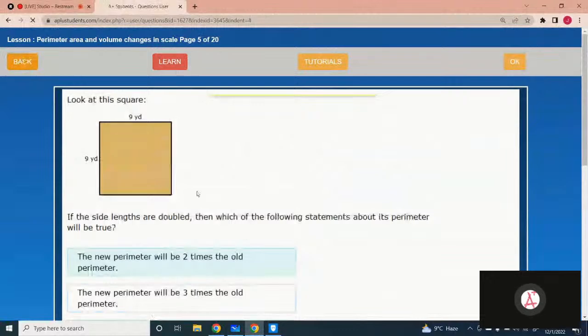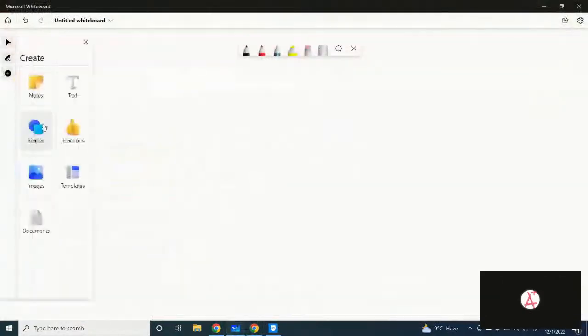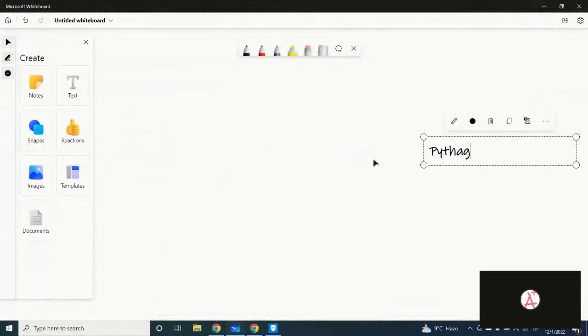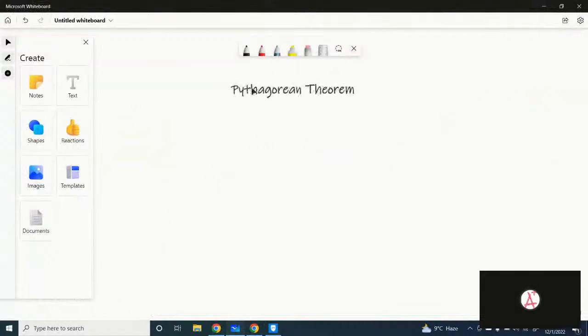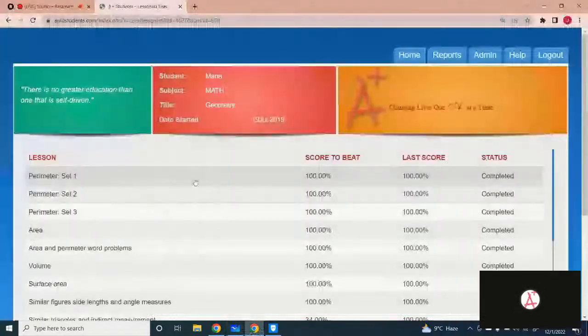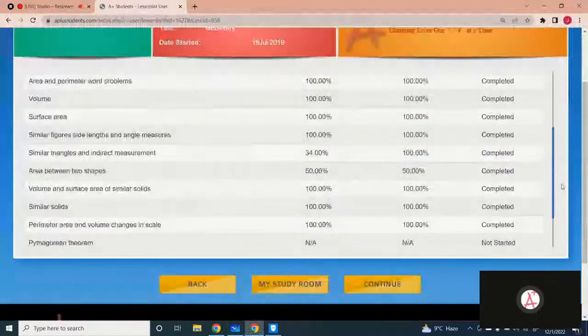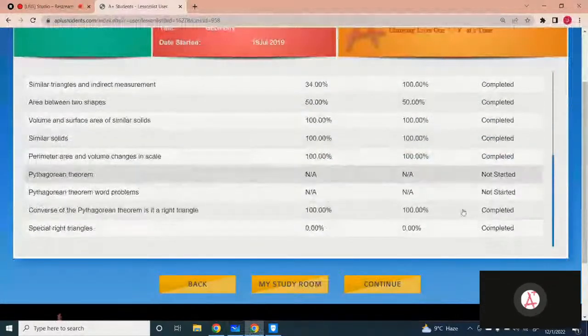Okay, the next lesson is Pythagorean theorem. Let me write down the lesson name. Let's start with the next lesson, Pythagorean theorem. Find the lesson. We are on grade 9 maths. The chapter name is geometry, and the lesson we're going to start with is Pythagorean theorem.